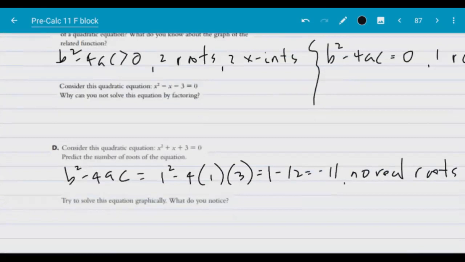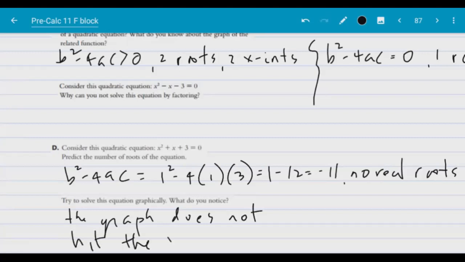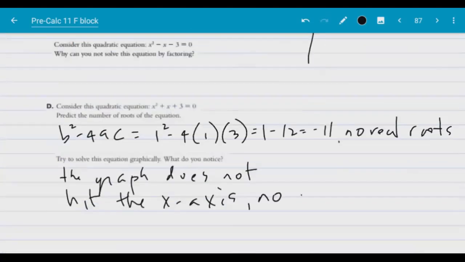Try to solve this equation graphically. So I want to graph the function x squared plus x plus 3. What do you notice? If you are doing this correctly, you will see that the graph does not hit the x-axis. What does it mean? No x-intercept. That's why there is no real root.